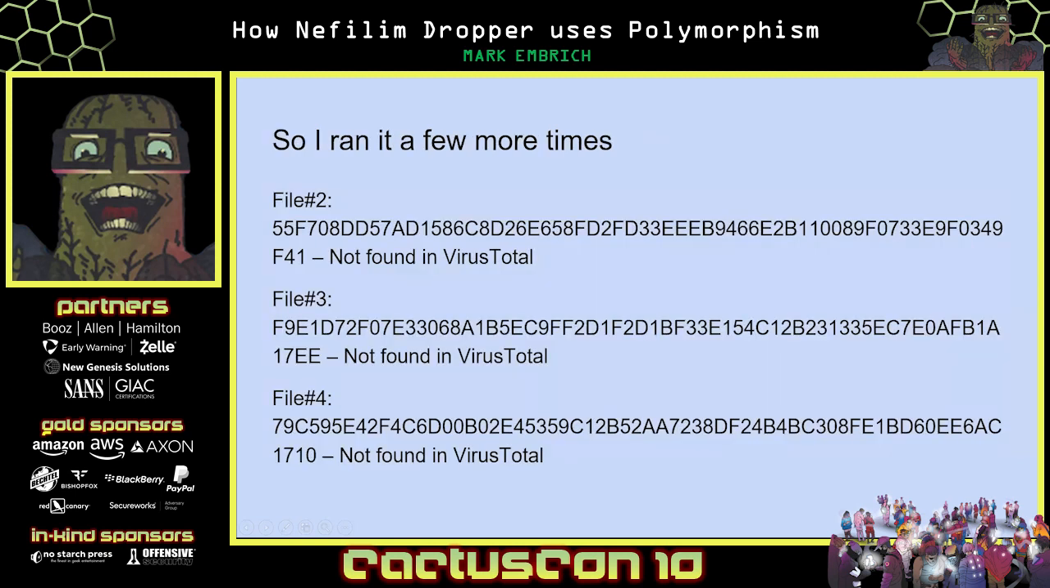So I ran it a few more times. Each new file resulted in a different file hash. And as we saw earlier, the first time we ran it, VirusTotal knew the file and it was well detected. But runs 2 through 4, VirusTotal doesn't know these file hashes at all. So if your antivirus is looking for file hashes known bad by VirusTotal, it doesn't know these files.